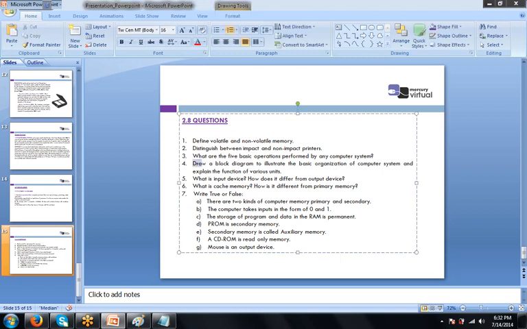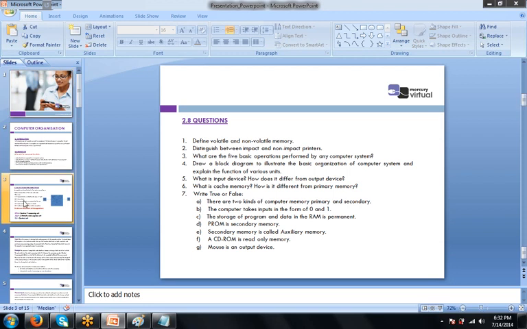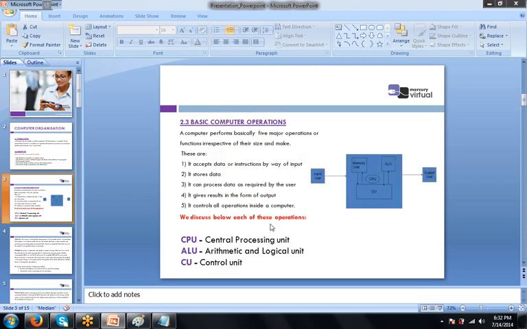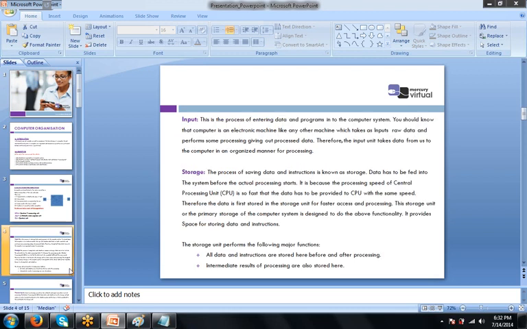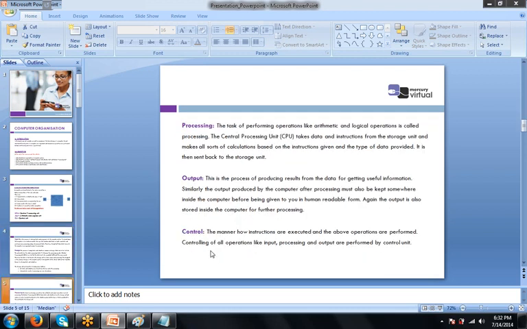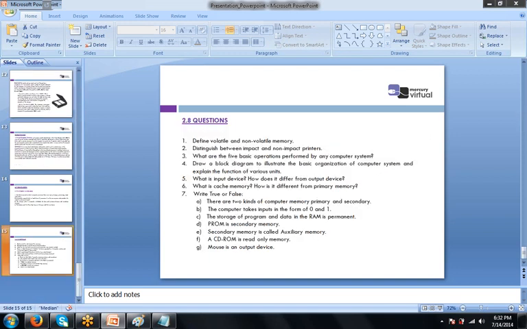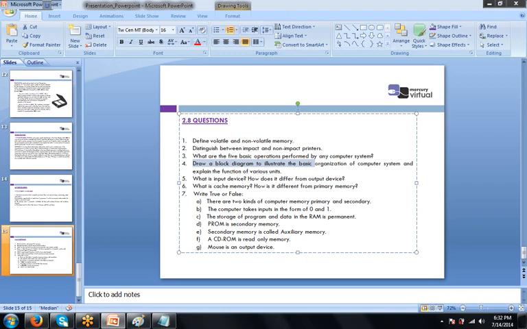Next question is, draw a block diagram to illustrate the basic organization of computer system and explain the functions of various units. This includes this answer. This is the diagram and these are the basic explanation of these systems: input, storage, and then another slide, processing, output, controlling. This is the answer of this question, fourth question. In this it is mentioned, explain the functions of various units, means input, processing, CPU, ALU, CU.